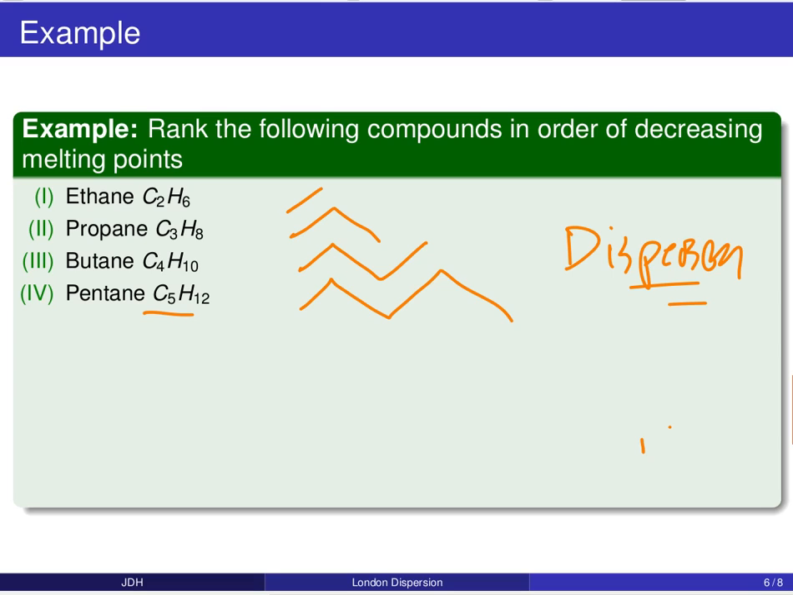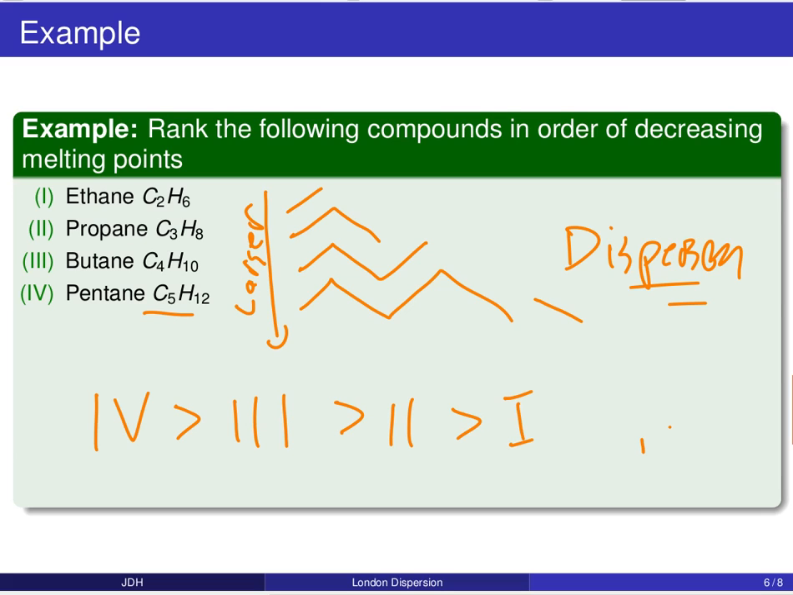So really the only variable that we need to consider here is essentially the weight, the number of electrons that are present in each one of these molecules. And so obviously as you go down the list here, you're seeing larger and larger compounds, and larger compounds correspond to stronger dispersion forces. And so the compound with the strongest dispersion force and hence highest melting point is going to be our largest compound, pentane, followed by our second largest compound, butane, followed by propane, and finally we have ethane.